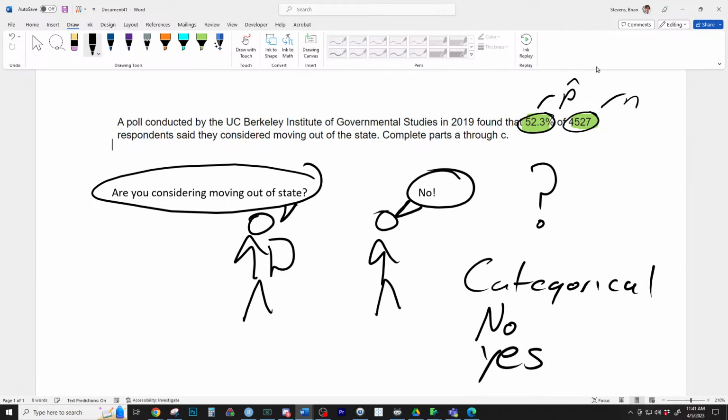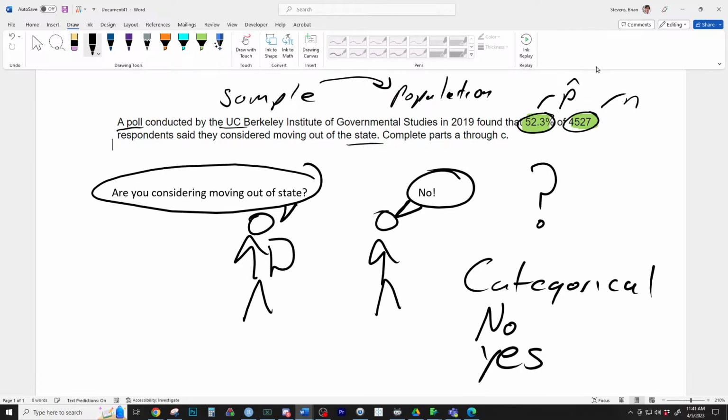Now, it's not the truth, because we're asking people, I believe in California, because it's UC, University of California, Berkeley, what percent of these people in California are planning to move out of state. There's more than 4,527 people in California. That's just a sample from a poll, and the poll lets us know this is a sample. Now, what we want to know is, if we only have a sample, we use that to make inferences about a population.